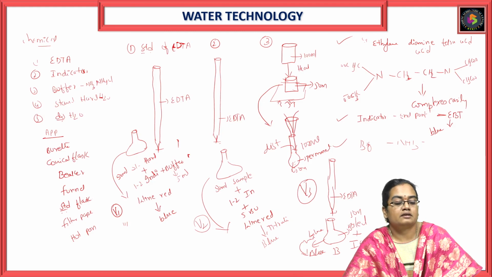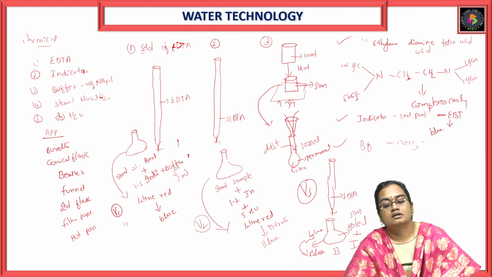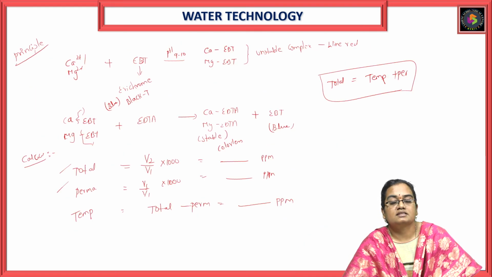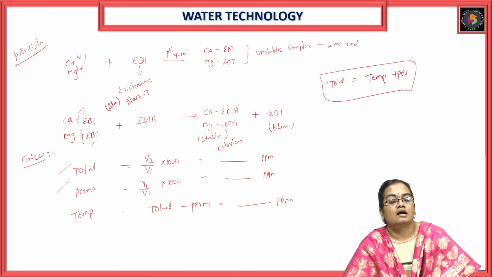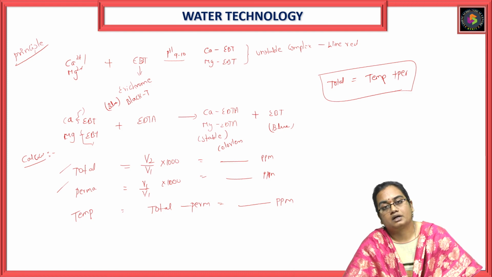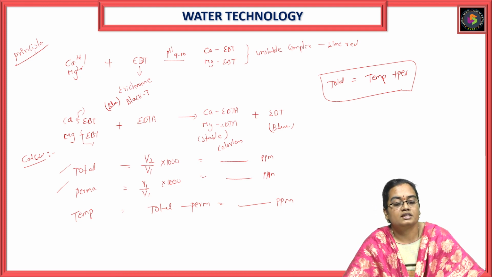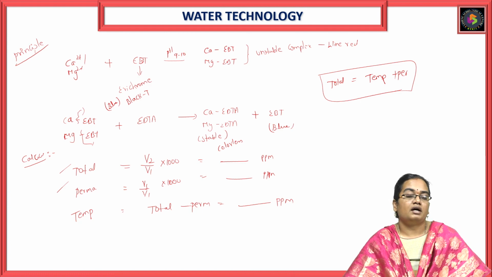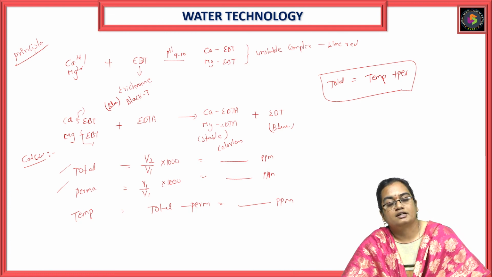And what is the EDTA method? What are the chemicals required for that procedure? What are the apparatus required? What are the steps involved in it? Later we discussed the principle involved and why the wine red color changes to blue. And in the last class we discussed the calculation part, how to determine total hardness, permanent hardness and temporary hardness. So up to this we discussed the introductory part and the determination of hardness of water.